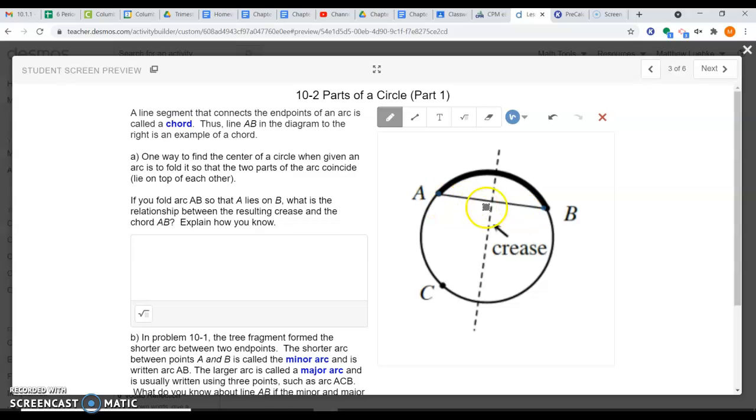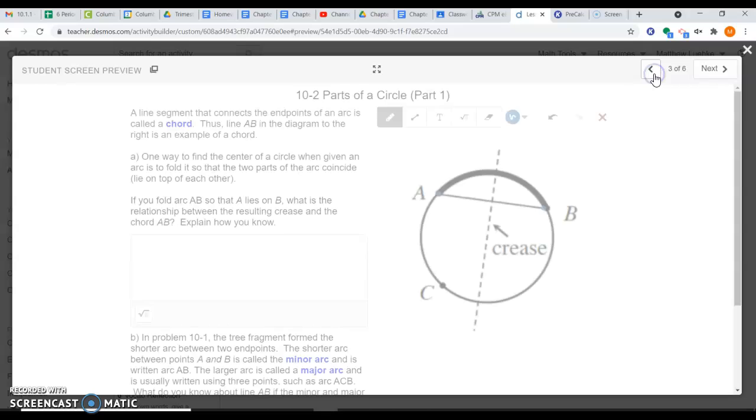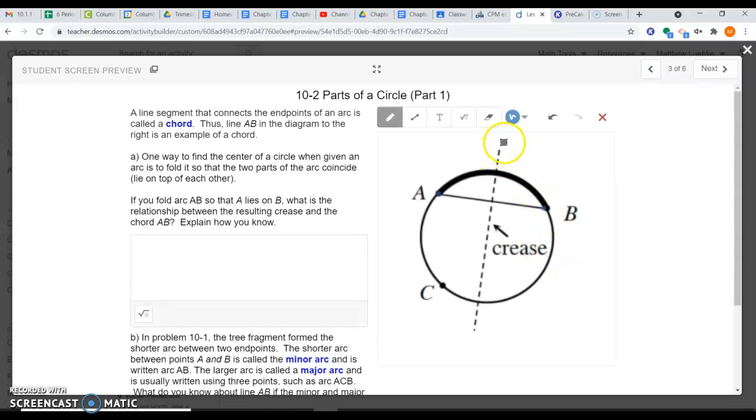So we're going to create two of these chords that are non-parallel to each other. And then we are going to try to find a strategy to find the center of the circle just using the two non-parallel chords and our knowledge of construction. A lot of this ties into what we were doing earlier with this idea of folding this circle and creating a crease that becomes a perpendicular bisector to the chord.